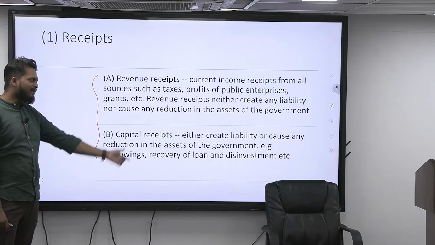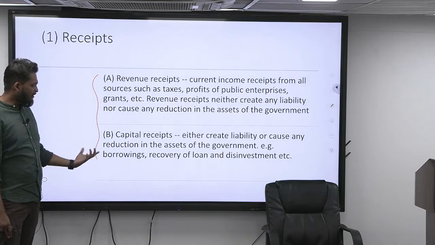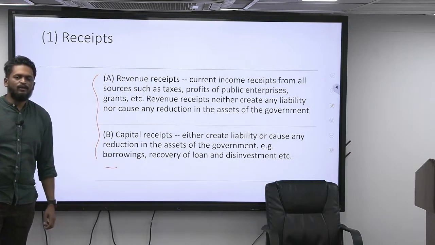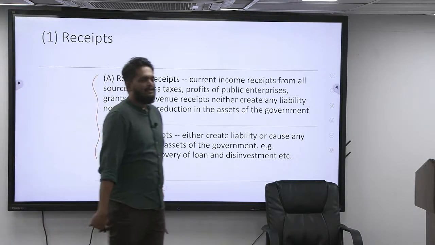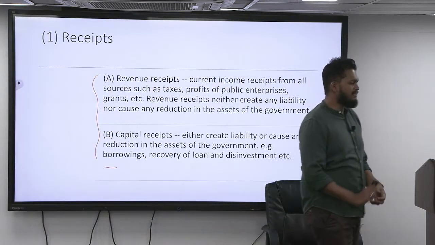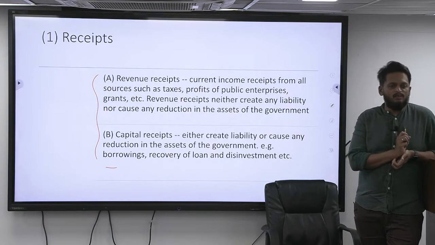Capital receipts either create a liability or cause a reduction in the assets of the government. Examples: borrowing, recovery of a loan. Imagine the Karnataka government pays back this loan to the central government. Then what type of receipt is it? It is a capital receipt. Why is it a capital receipt? What did it affect?